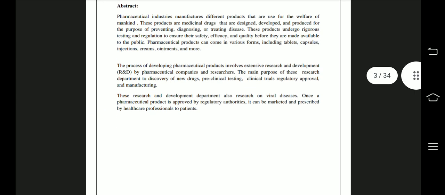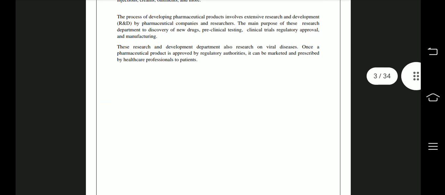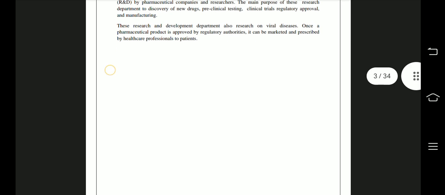The process of developing pharmaceutical products involve extensive research and development by pharmaceutical companies and researchers. The main purpose of this research department is discovery of new drugs, preclinical testing, clinical trials, regulatory approval, and manufacturing. These research and development department also research on diseases. Once a pharmaceutical product is approved by regulatory authorities, it can be marketed and prescribed by healthcare professionals to patients.